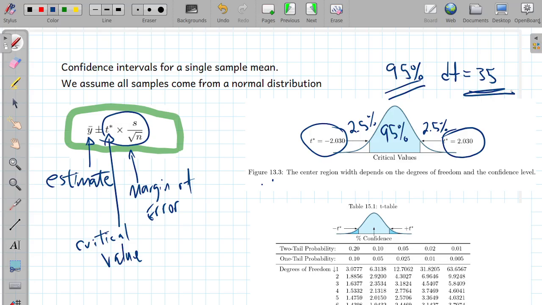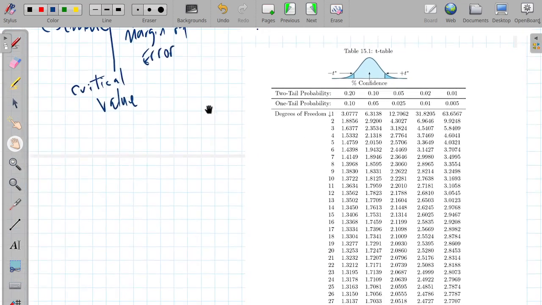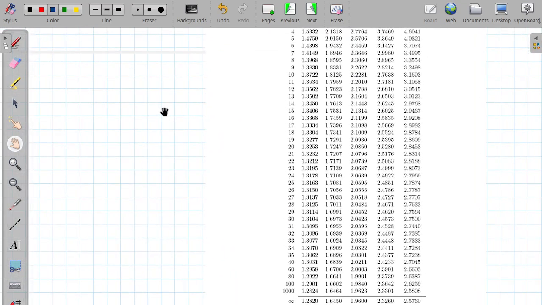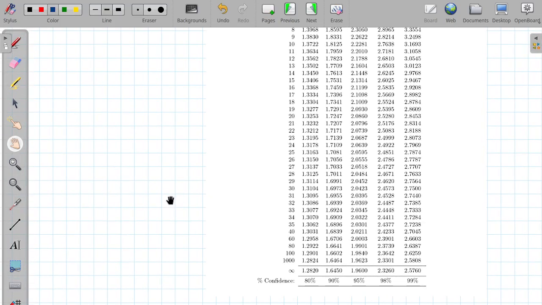You can ignore the two-tail probability stuff at the top of this, because what we're really interested in is what's at the bottom of this. So let's go down there. So at 95%, let's try the laser pointer on this one. Okay, so 95% is right here. Percent confidence. Okay, so here we have 95% confidence.